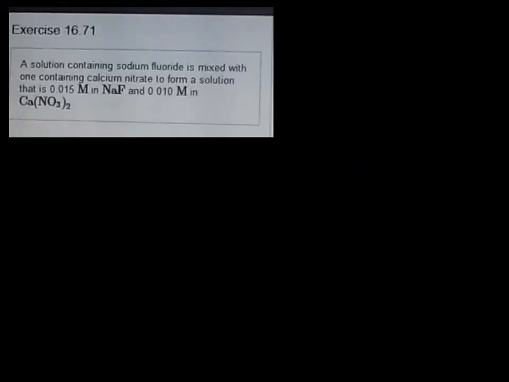Exercise 16.71 states a solution containing sodium fluoride is mixed with one containing calcium nitrate to form a solution that is 0.015 molarity in NaF and 0.01 molarity in Ca(NO3)2. So how I do this is I simply write this out first. I have the NaF solution that equals 0.015.